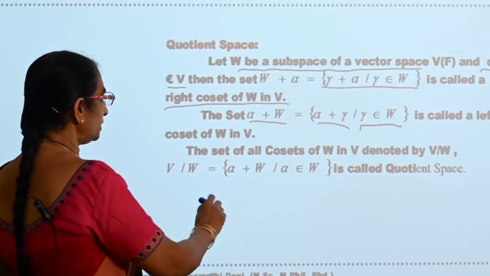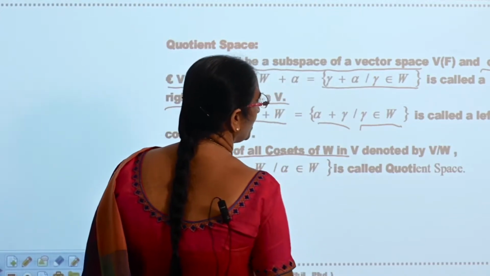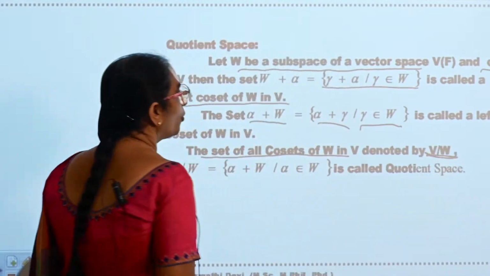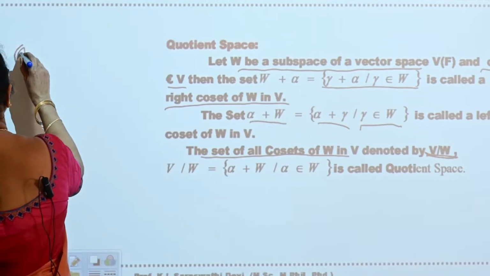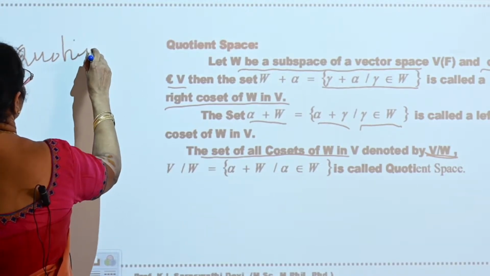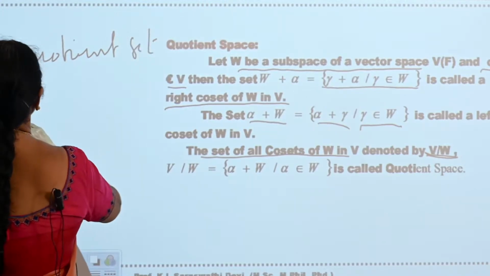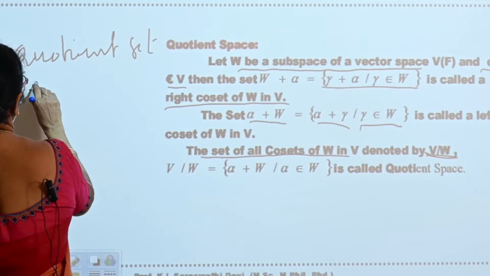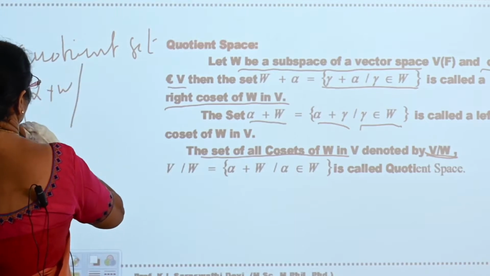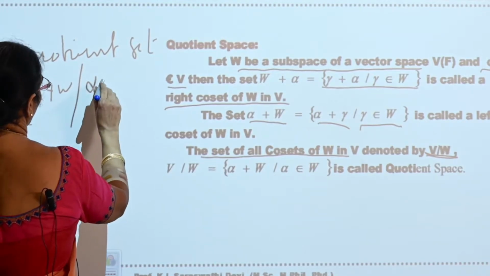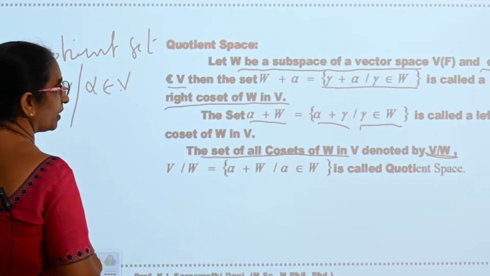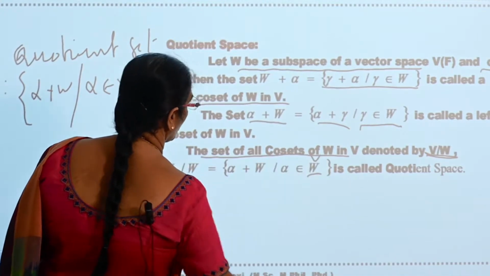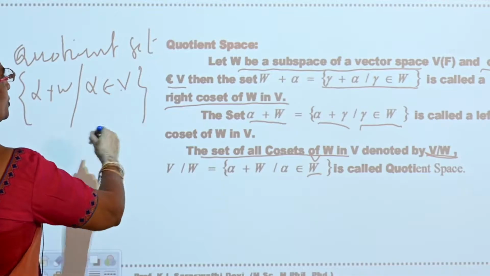Suppose you consider the set of all cosets of W in V, and it will be denoted by the quotient set. What is the quotient set? It is nothing but the set of all cosets alpha + W such that alpha belongs to V. That is called the quotient set. Now this is the quotient set.